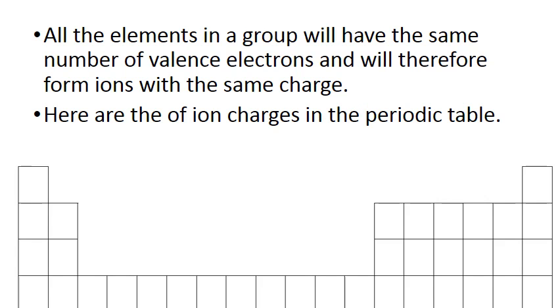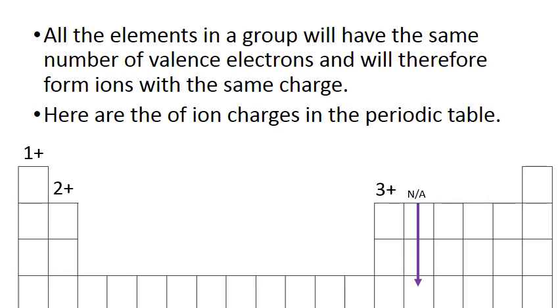Now you may remember from the last video that all the elements in a group will have the same number of valence electrons. And because of this, they're all going to form ions with the same charge. So here's the ion charges in the periodic table. The first column, first group, gets charges of 1+. The second column, 2+. Then we get 3+. And then right here, we don't really give them charges in this column.